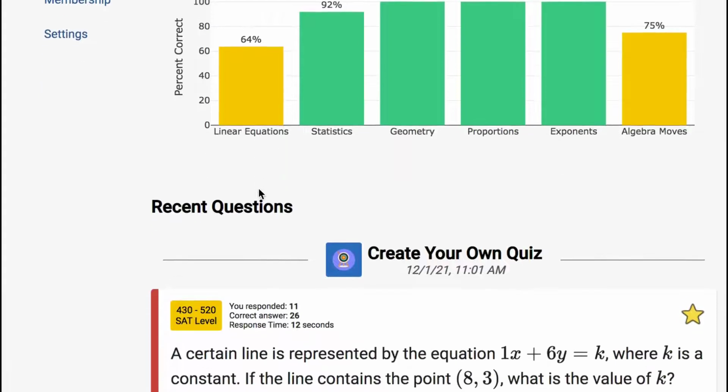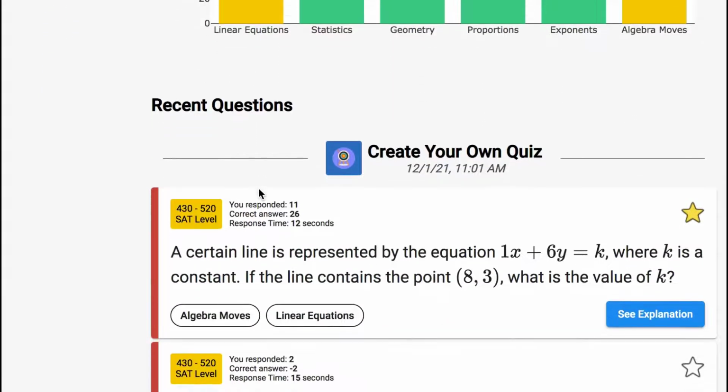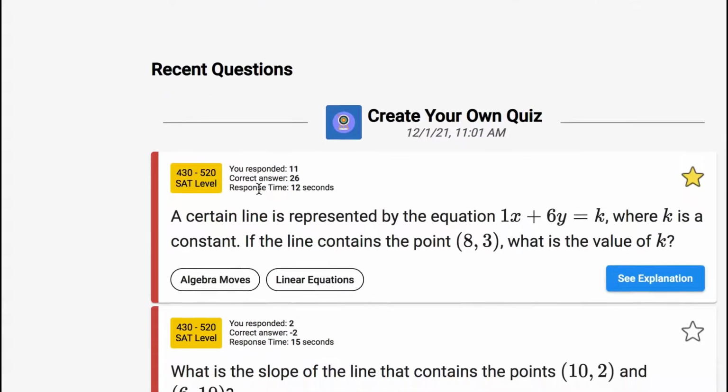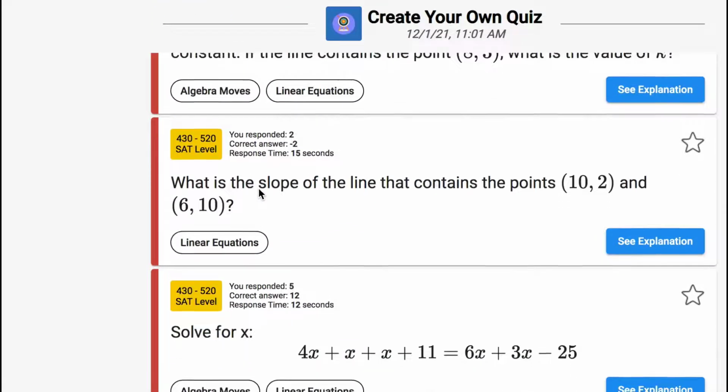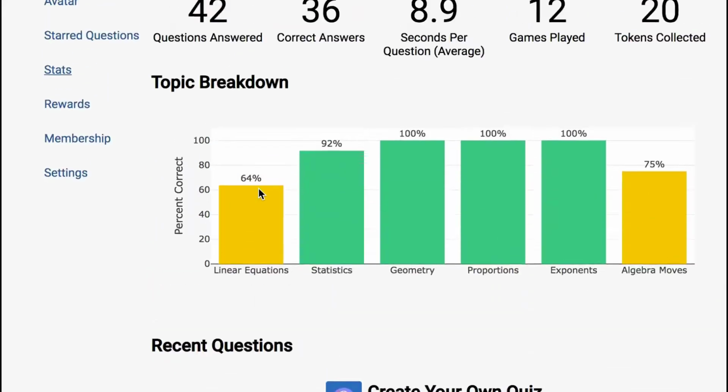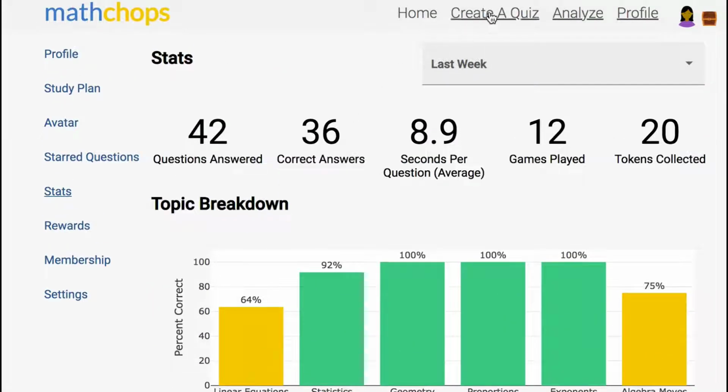I usually take a bit more time on the Analyze page when I'm working with lower scoring students. They're often dealing with a wide range of issues, and some of them will take a long time to fix. If I notice a pattern of errors, I like to use the quiz creation tool to target specific areas during the session.